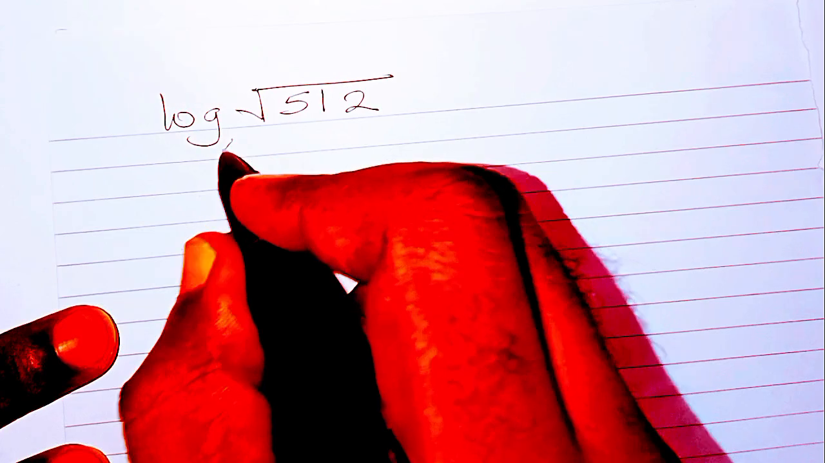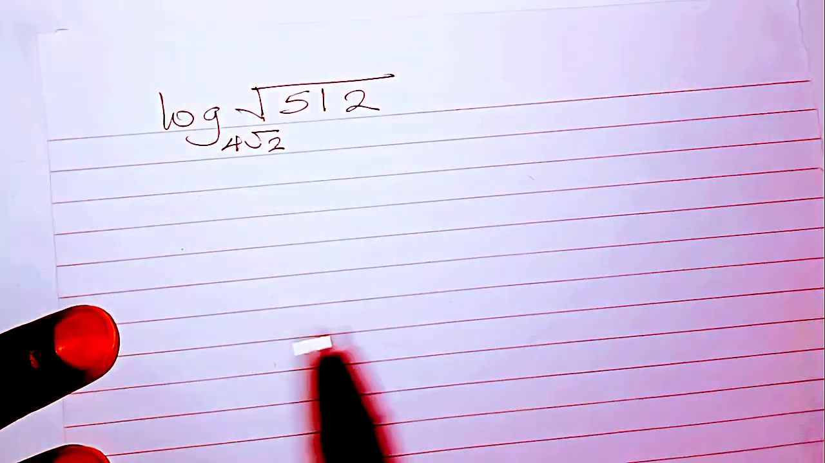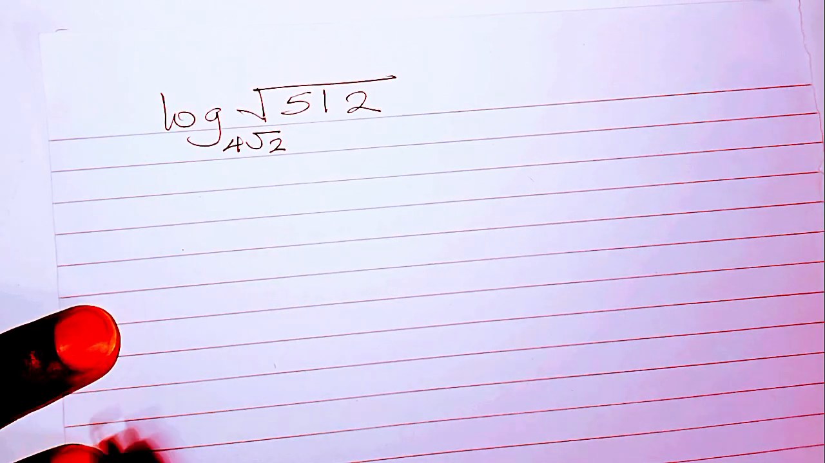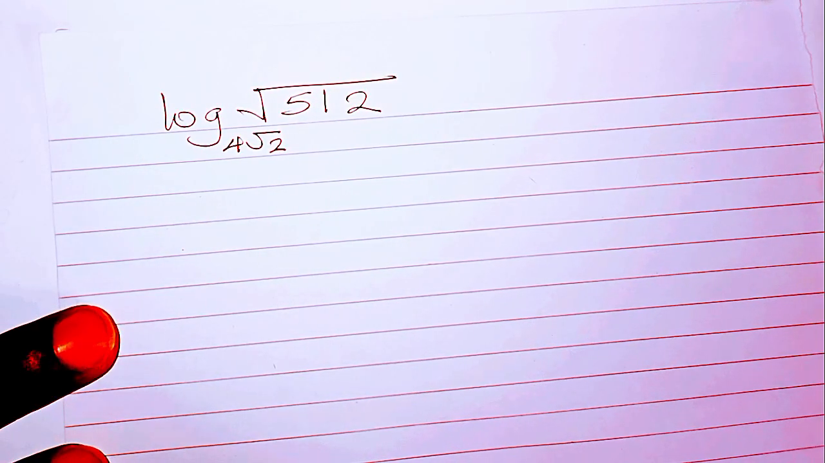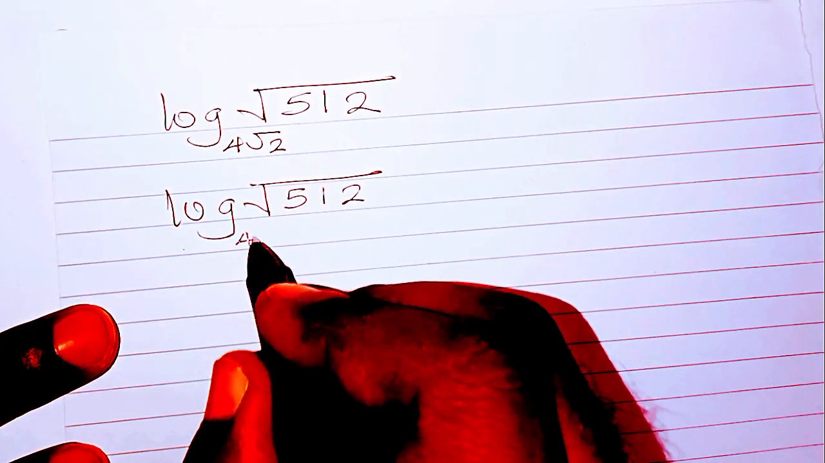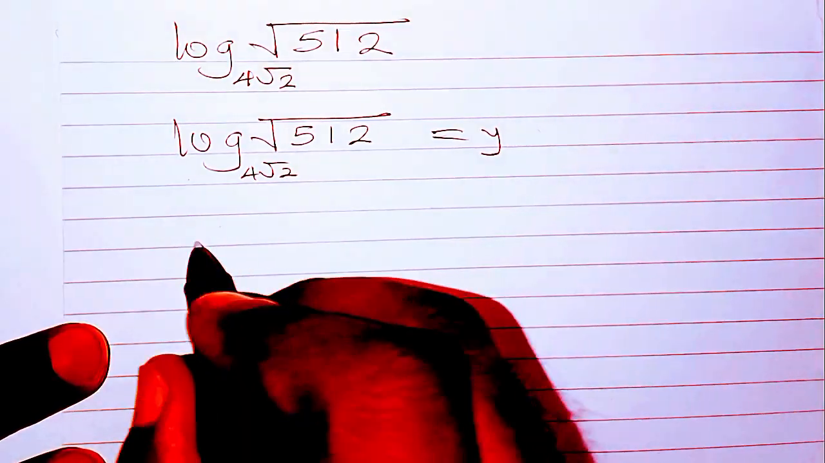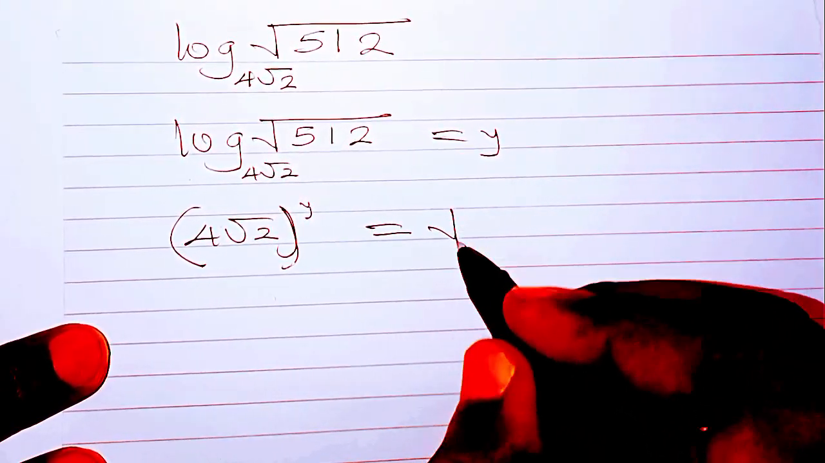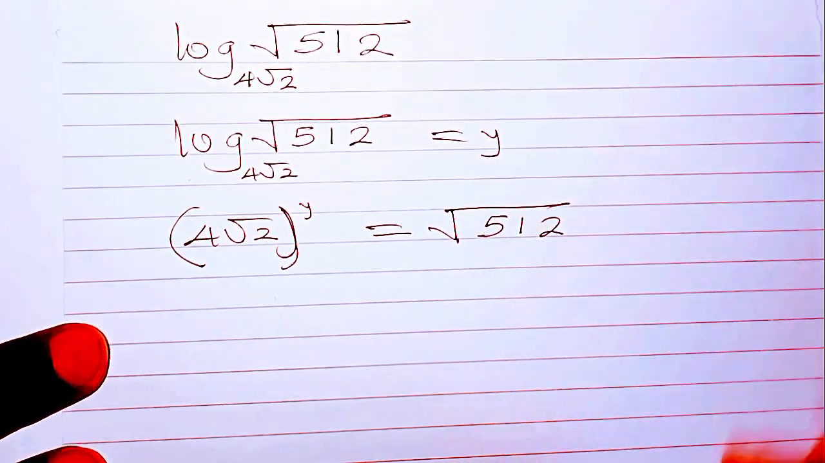Let's take a look at another example. If we have, this is log root 512 base 4 root 2. We simply use the concept of changing indices to logarithm and logarithm back to indices, the existing relationship between indices and logarithm. So we say let log square root of 512 base 4 root 2, let it be y. So if it is y, then changing this to index form, this can be 4 root 2 raised to the power of y in the bracket equal to square root of 512.